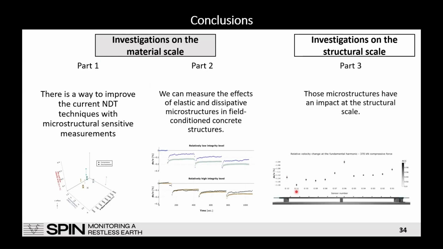And finally, at the structural scale, we can observe that using conventional sensors, we might be able to identify the effect of those small imperfections or small microcracks in a structural scale. And this information may be relevant for future structural pathologies in civil structures.